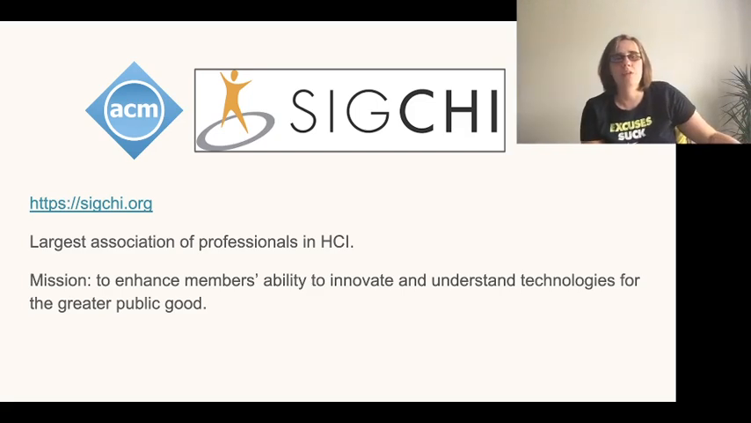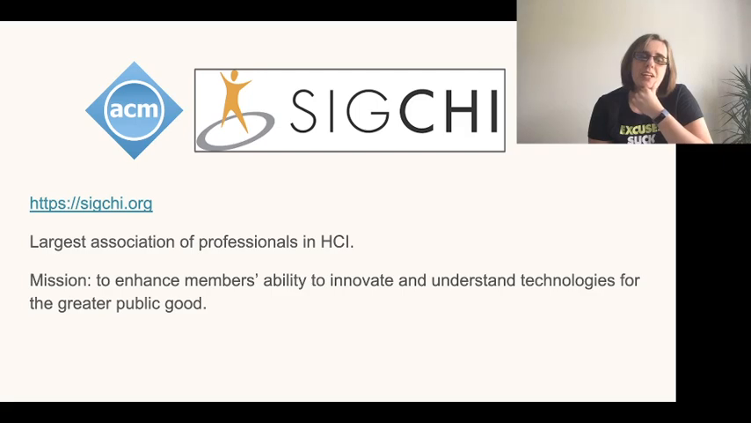So there might be a SIG for database people, there might be a SIG for info visualization, there's a SIG for accessibility. But the HCI one, the mission there is to enhance the members' ability to innovate and understand technologies for the greater public good. So that greater public good, I think, is really important.